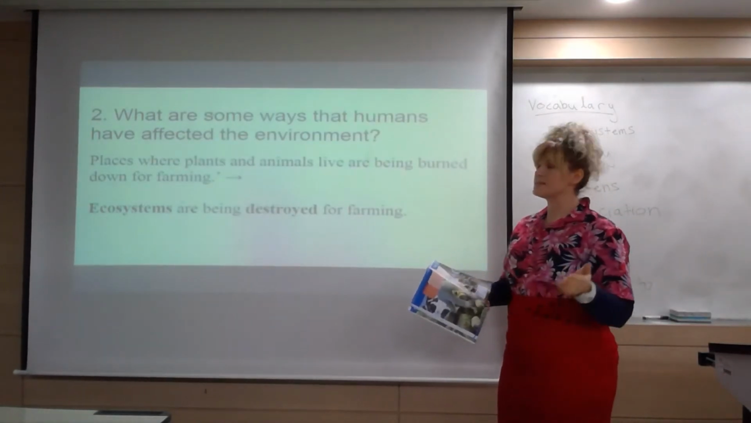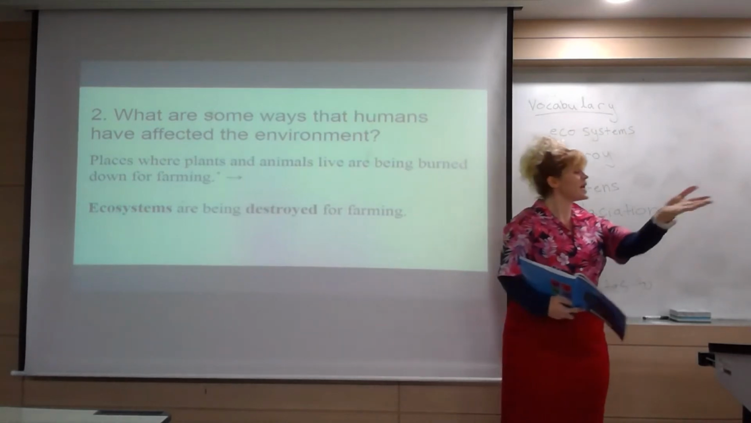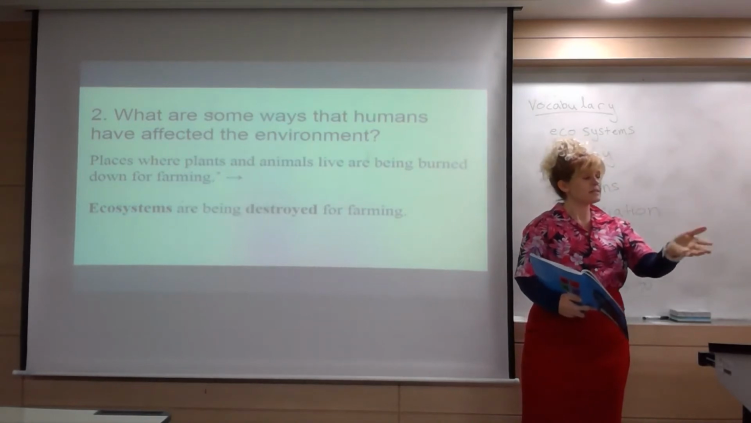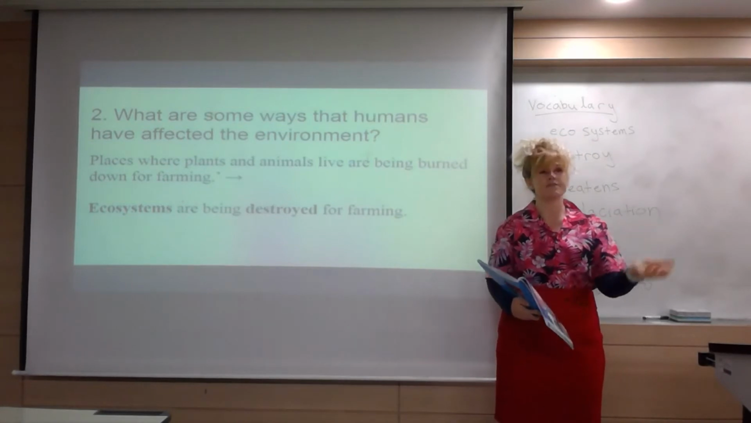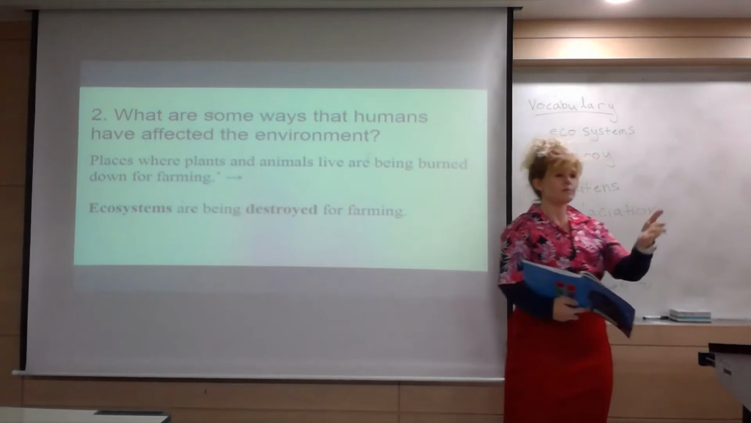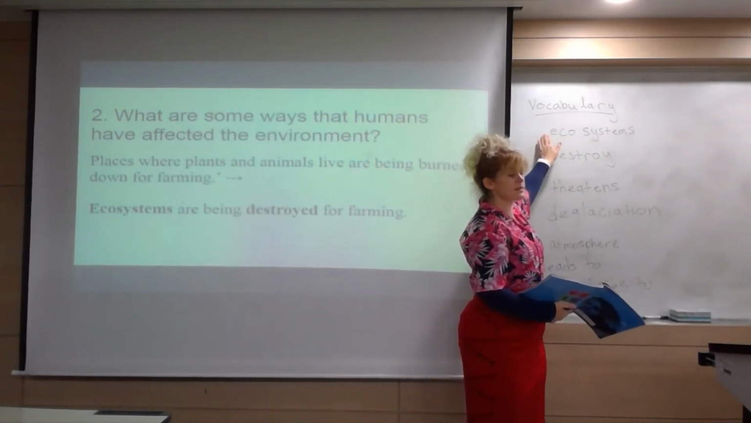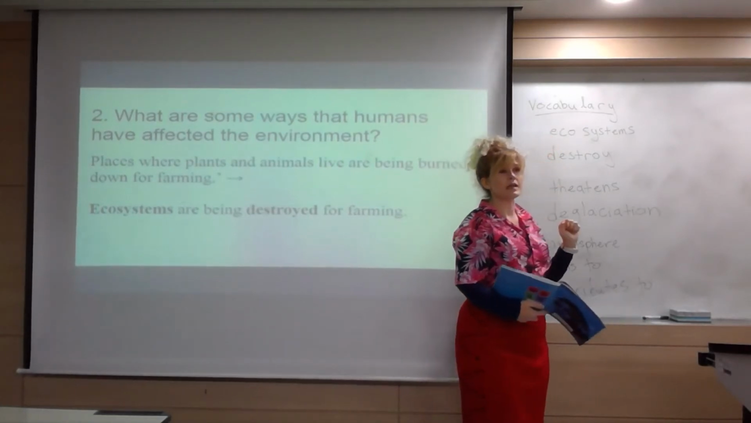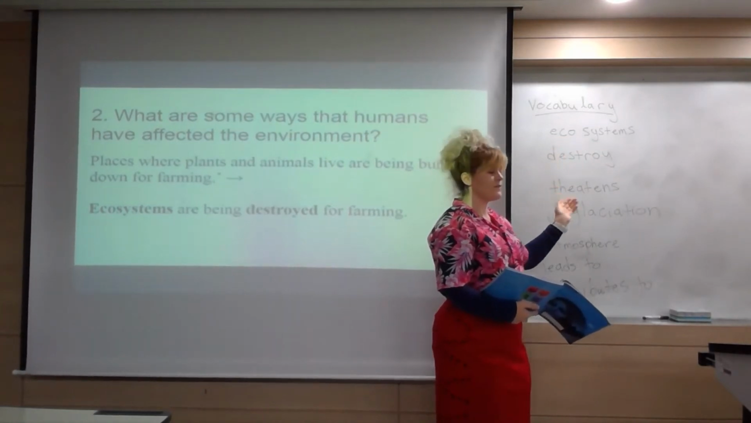Okay, question number 2. What are some ways that humans have affected the environment? Yes? Oh, my student says, places where plants and animals live are being burned down for farming. They are. You're right. Good answer. Let me help you with academic language. Ecosystems are being destroyed for farming. Listen again. Ecosystems are being destroyed for farming.